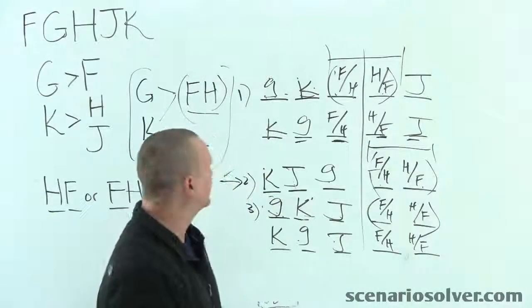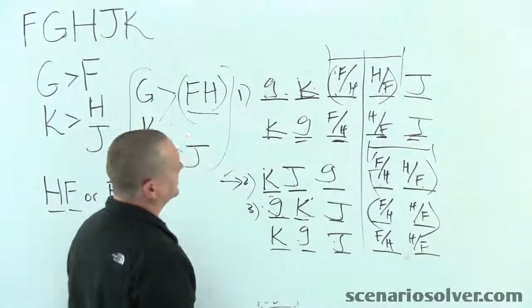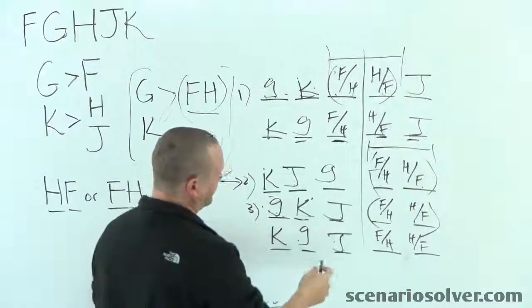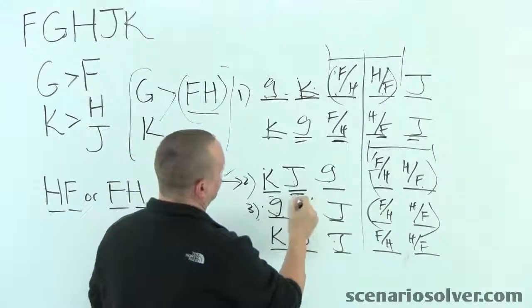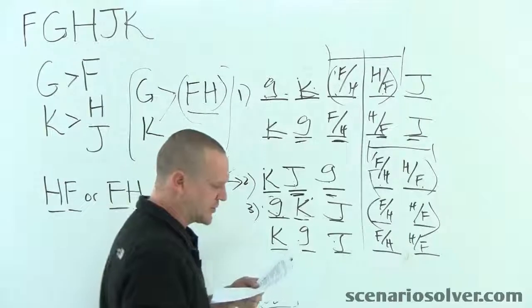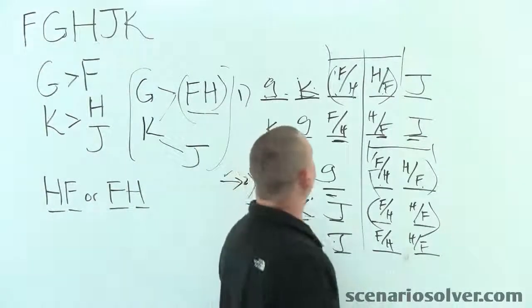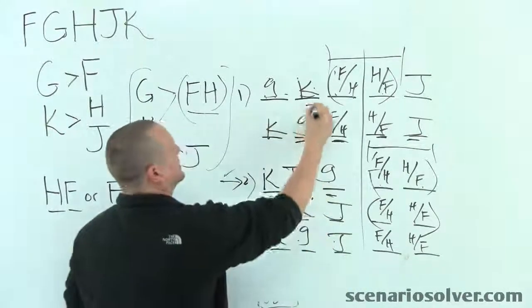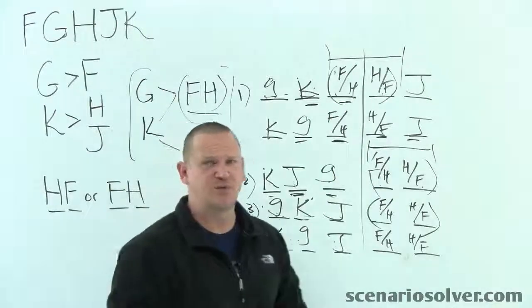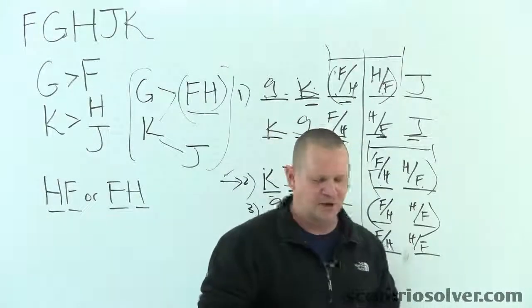J is immediately before G. That can happen right here in this scenario. And then the last one, K is immediately before H, and that can happen in this scenario. So we've proven that C is the correct answer to the question.